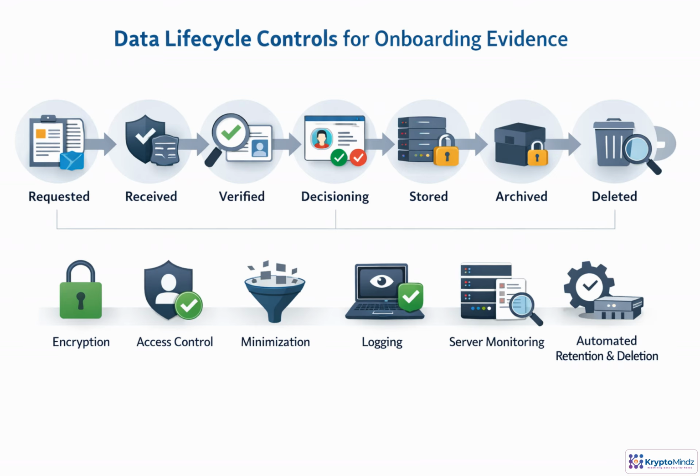Treat onboarding evidence as moving through a pipeline, and design controls for every state, not just storage. From the moment data is requested, decide what's strictly necessary, and prefer derived attributes over raw wallet presentations. As it's verified, used in decisions, stored or archived, enforce encryption, tight access control, and detailed logging. Then automate retention and deletion, so information naturally expires, reducing both privacy risk and operational effort.